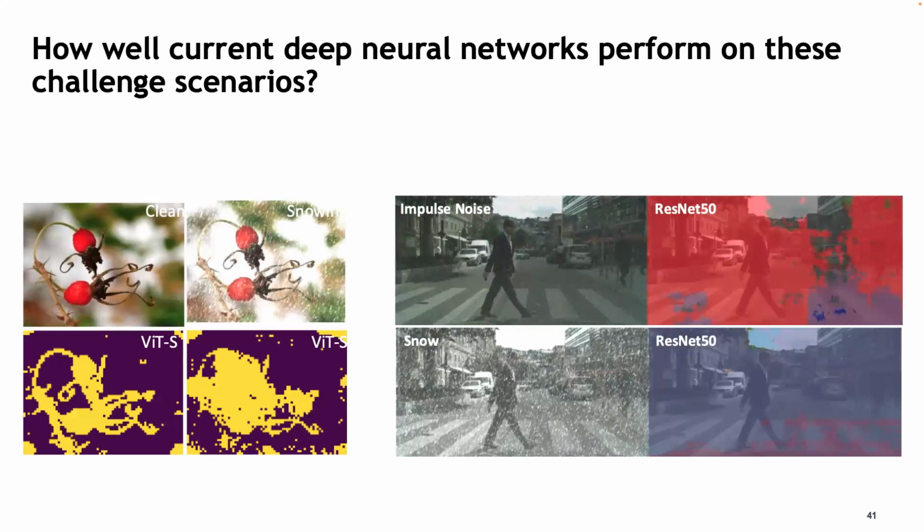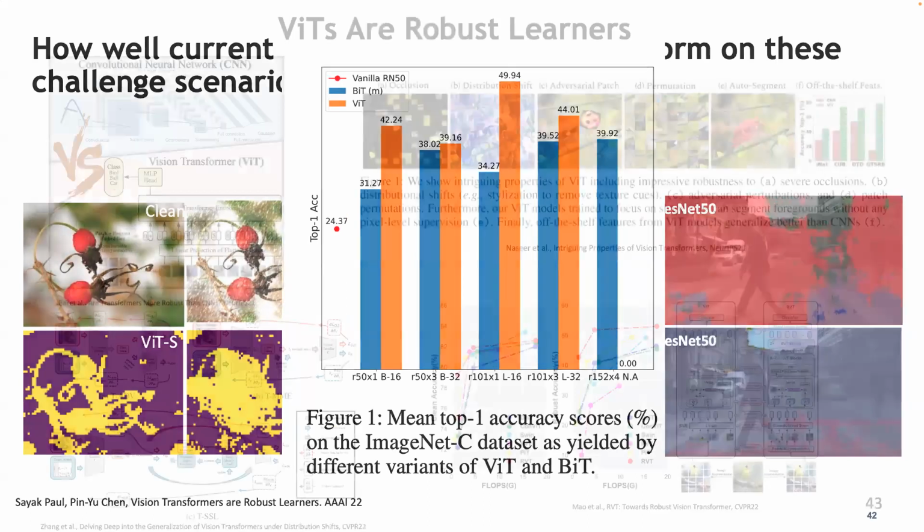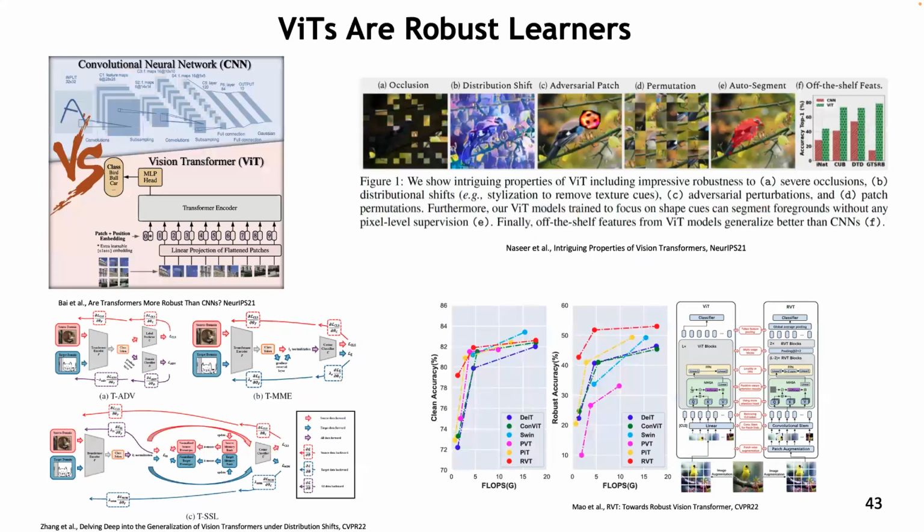We can see that if we give a corrupted data set to the original ResNet, it totally masks out the segmentation masks, so it totally misleads this model. But for the vision transformers, we can still clearly see the segments. So it shows that the vision transformer indeed can improve robustness. And there are also a huge number of papers discussing these problems.